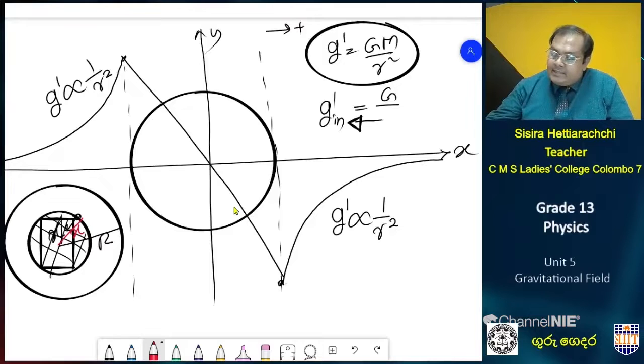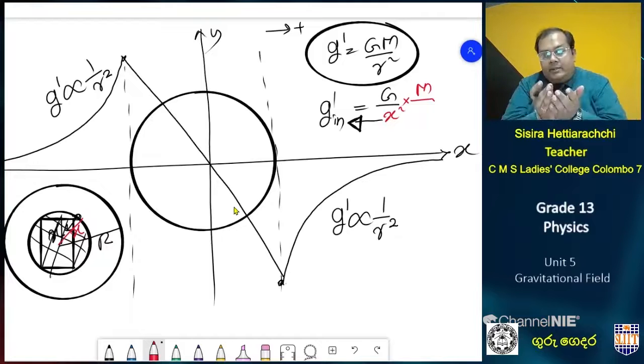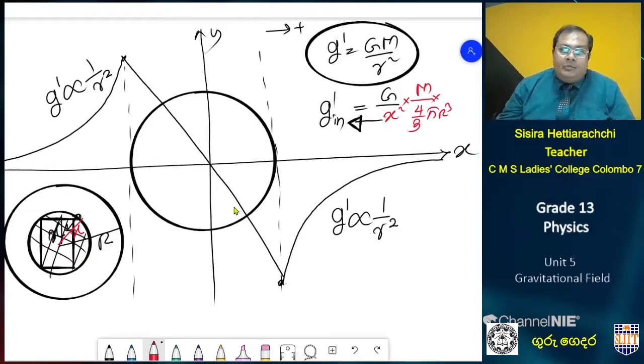Then R means x squared. How to find the mass of the inner part? Very simple. Total mass divided by total volume, that is density. Density into the inner volume is the inner mass. Total mass divided by total volume, 4 by 3 π capital R cubed, should be multiplied by the volume of this inner sphere, 4 by 3 π x cubed.